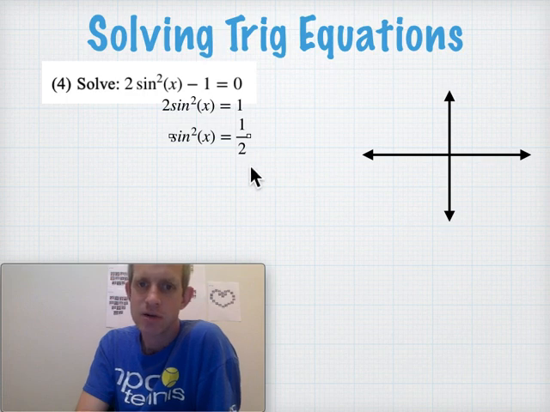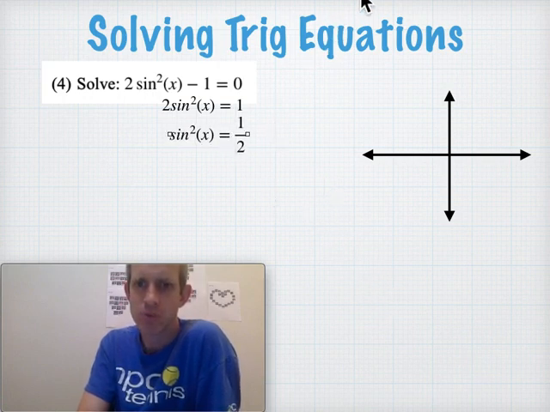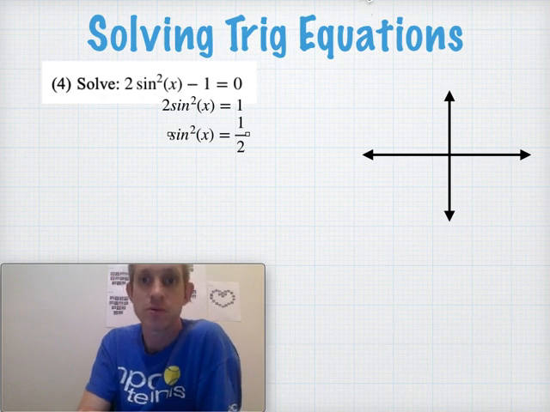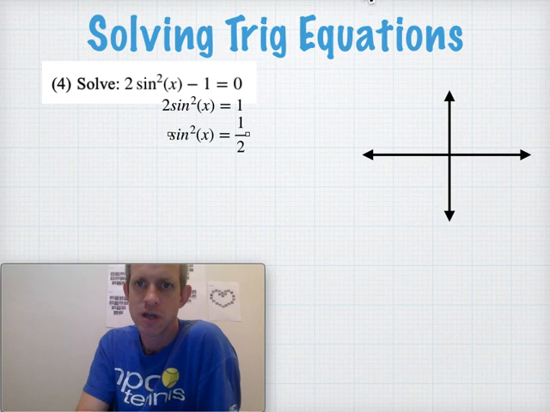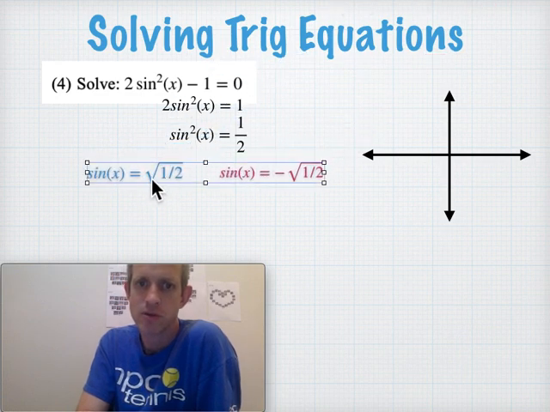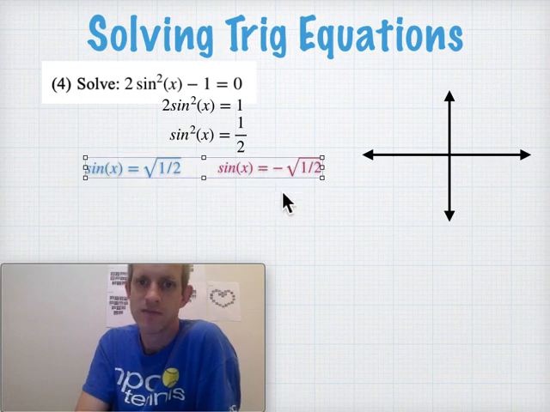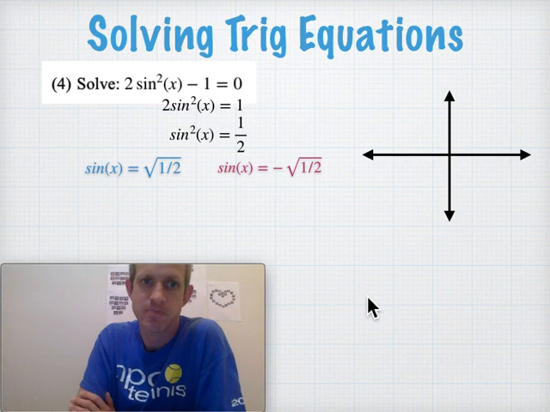And now to get sine of x alone, I need to take the square root of both sides. But when you take the square root of both sides, you have to think about both a positive and a negative root. And so what happens in this case is that this one equation branches into 2 separate equations, one with a positive square root of 1/2 and one with a negative square root of 1/2. And both of those are going to lead to some answers.